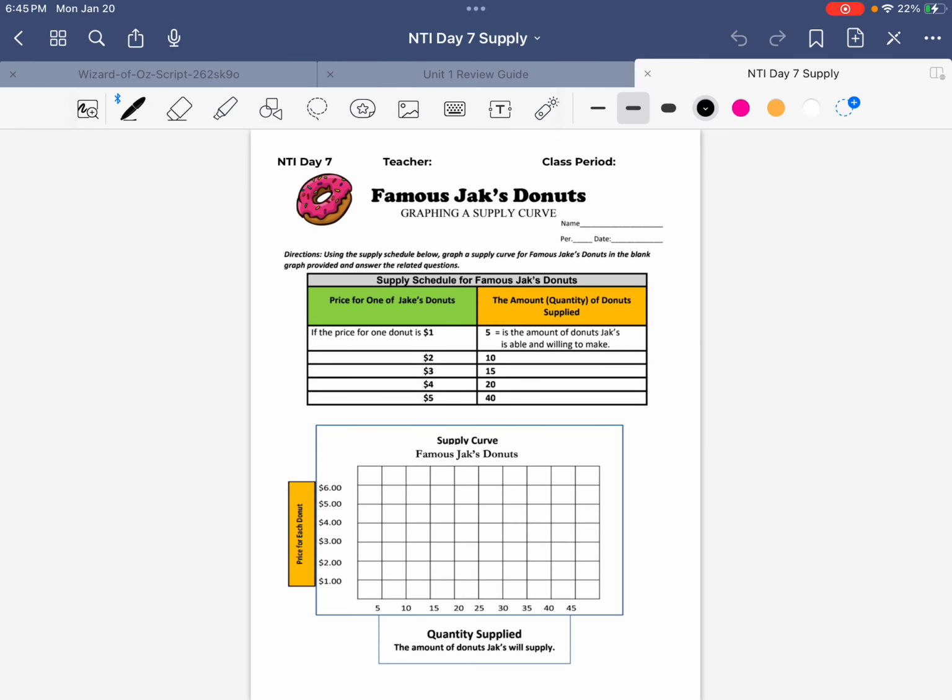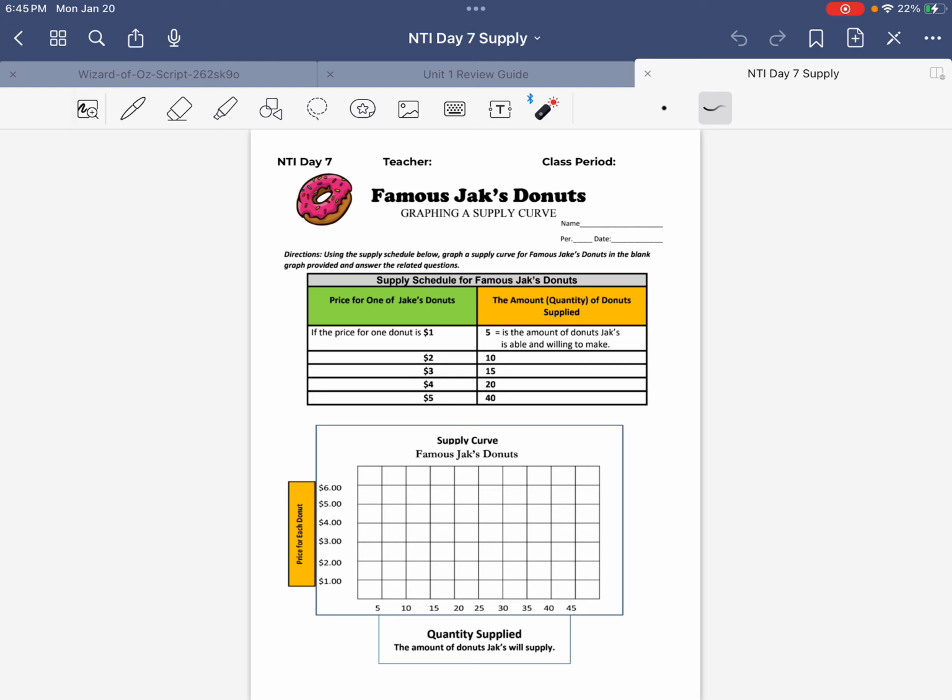You are either completing it on paper, which honestly I wouldn't even do that. I would just do it on Chromebook or your phone, or you are completing it on Google Forms. If you're completing it on paper, then you're going to do this part by yourself where you graph a supply curve. If you're doing it along with me, then you're just going to watch this video and then you're going to answer the questions on the Google form. Okay, so we'll all end up doing the same thing.